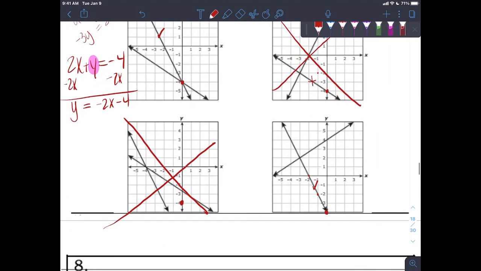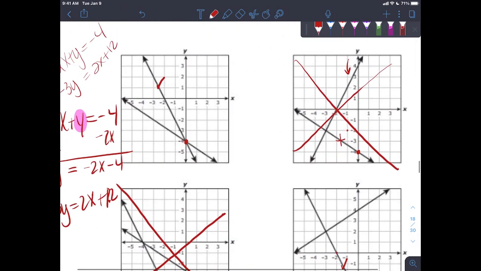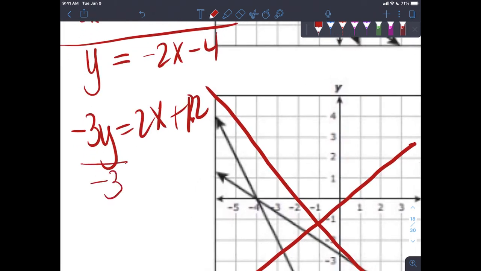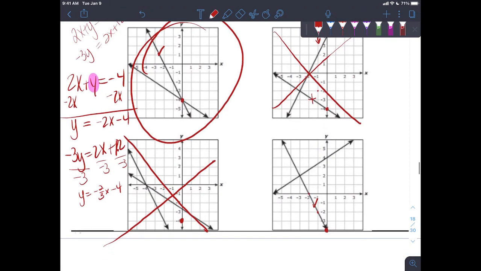All right, let's look at that second equation. Here, the only thing that we need to do is get rid of that coefficient. So I'll divide everything I see by -3. And again, we should have a y-intercept of -4, which makes this easy because this is the only graph that has both of them with a y-intercept of -4. This one has a positive slope, can't use that. Both of them are negative.